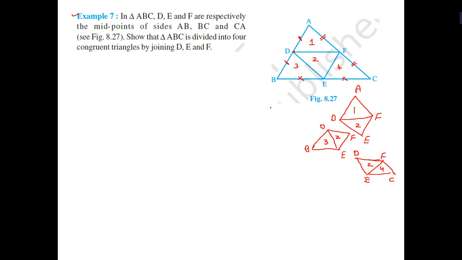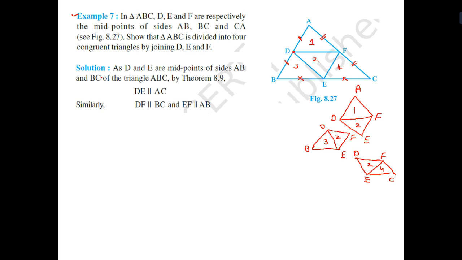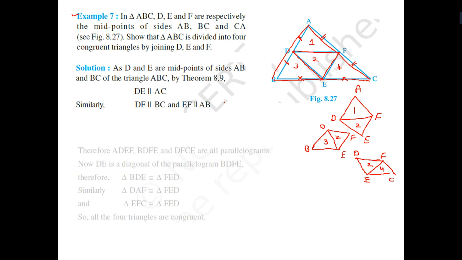But now we have to see it proof-wise. So first, D and E are the midpoints of sides AB and BC of triangle ABC. So according to theorem 8.9, DE is parallel to AC. So here it is parallel again. Same thing we can say, EF parallel to AB and DF parallel to BC. That way we can do it.